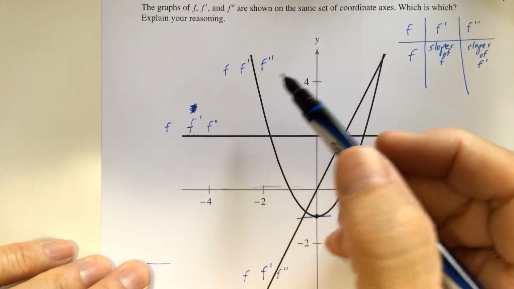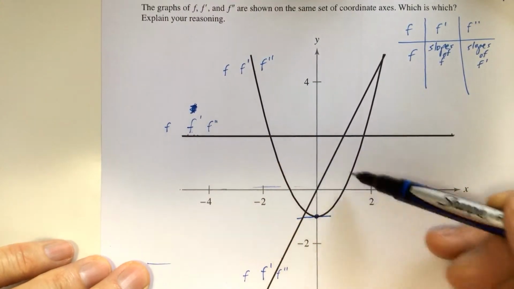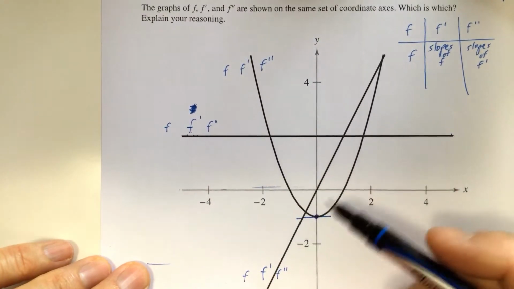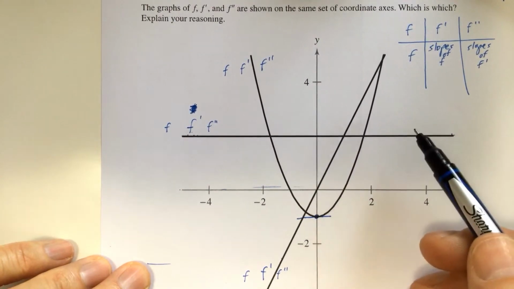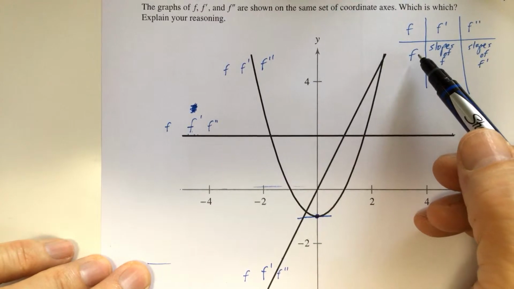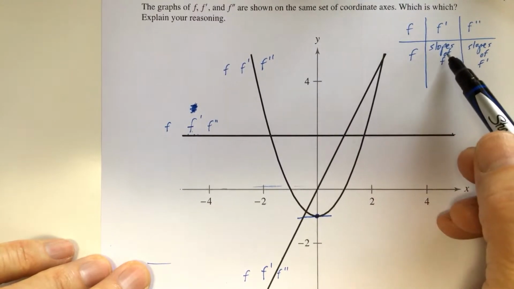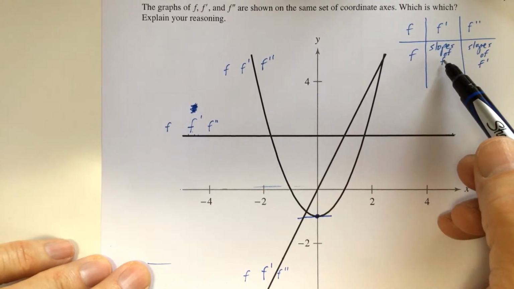For problem 54, we're trying to figure out which one of these graphs is f, which is f prime, and which is f double prime. The first thing we need to make sure we understand is that f prime just shows the slopes of f.